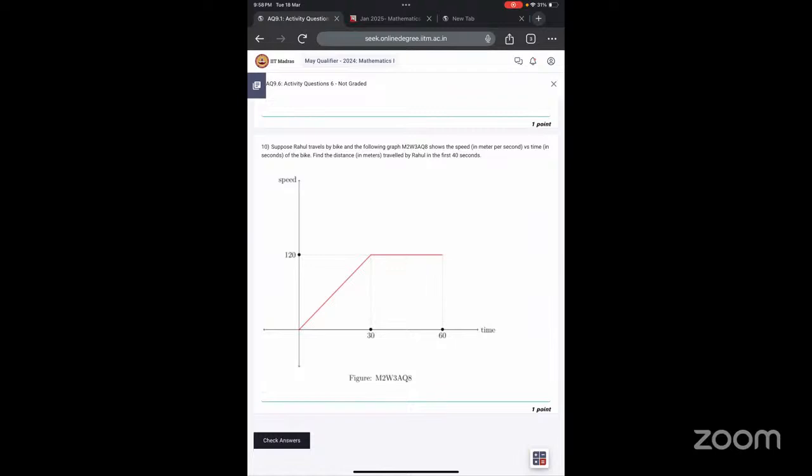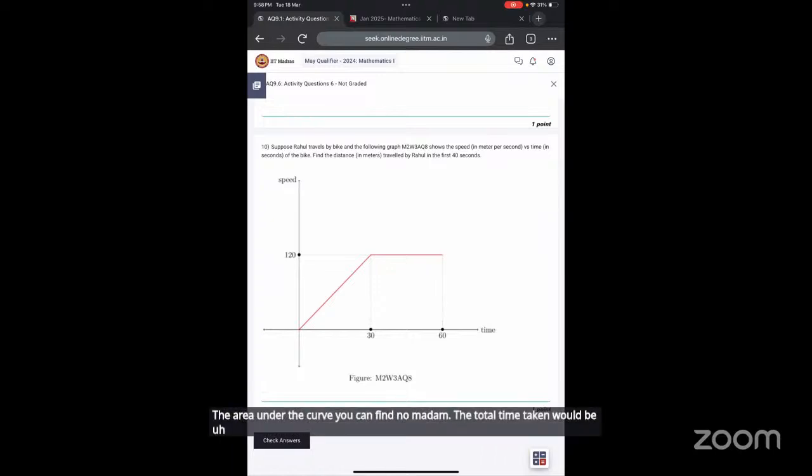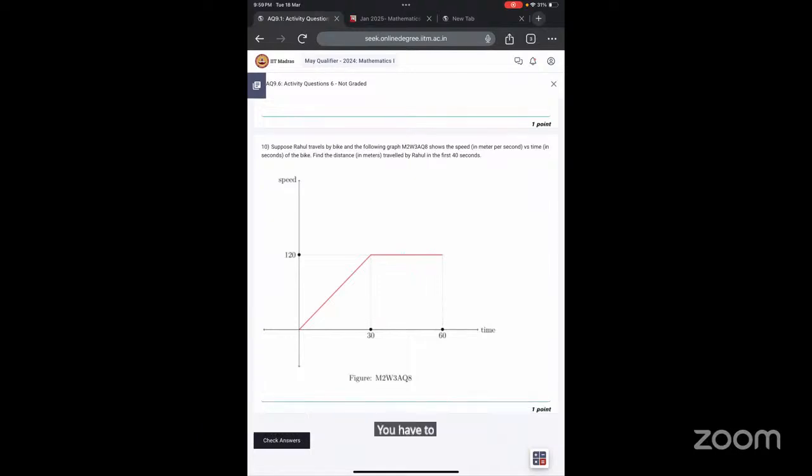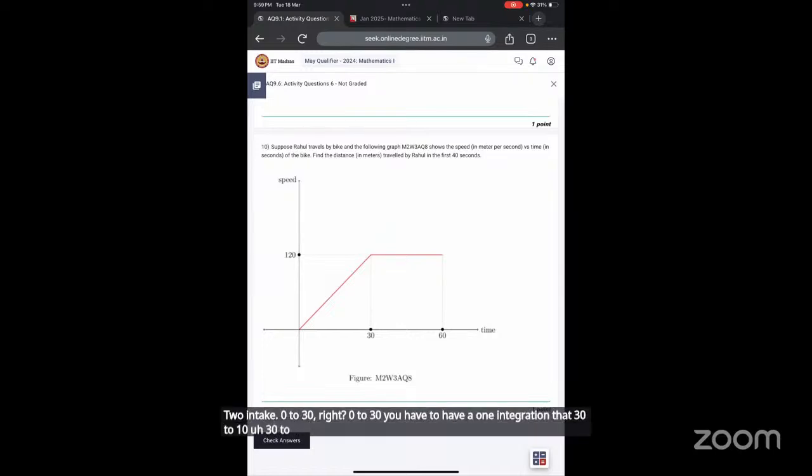Area under the curve we can find now, madam. Yes. The total time taken would be up to 60, whatever it takes. You can find out the area, and that will be the time taken. You have to calculate in the first 40 seconds. 0 to 30, you have a rectangle, then 30 to 40 will be another integration.